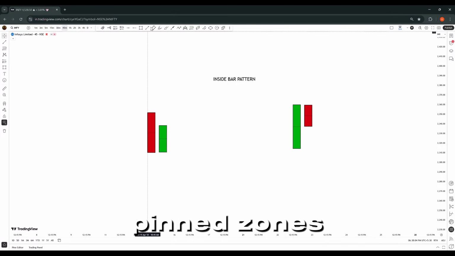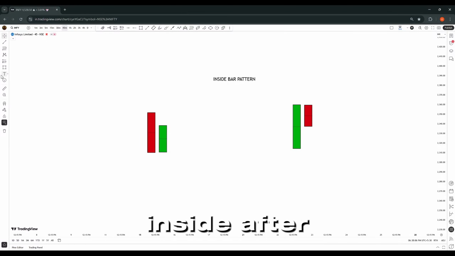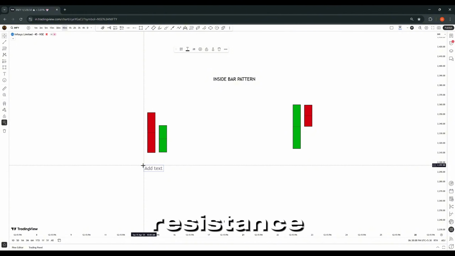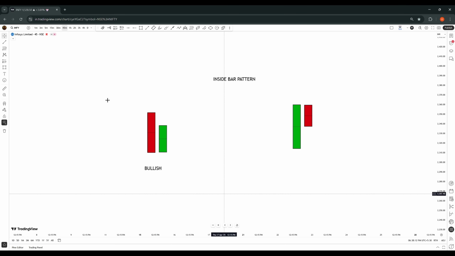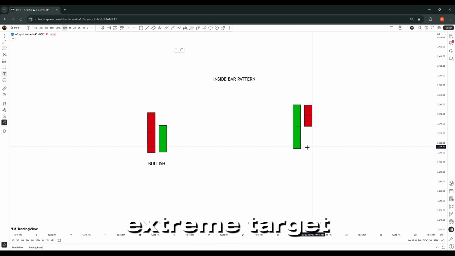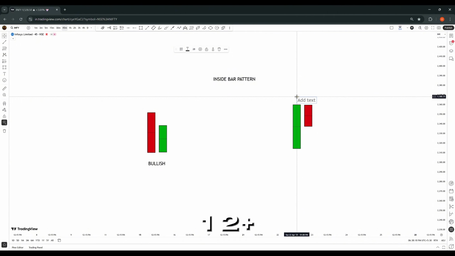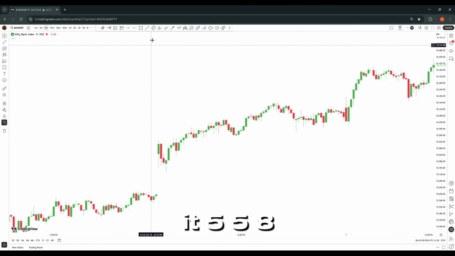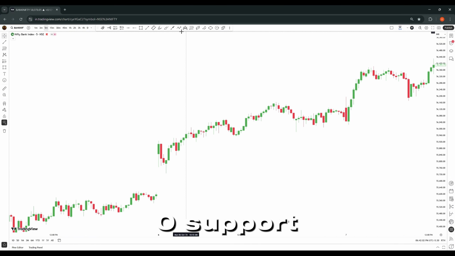Identify pin bars at zones with volume, and inside bars after momentum, near support or resistance. Entry: for a pin bar, buy above the bullish high. For an inside bar, breakout above the mother bar high. Stop at the opposite extreme. Target 1:2 plus. Bank Nifty example: pin bar at 55,890 support, long above the wick, plus 300 points.